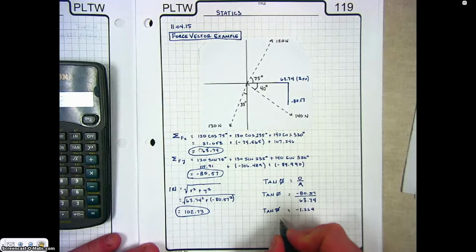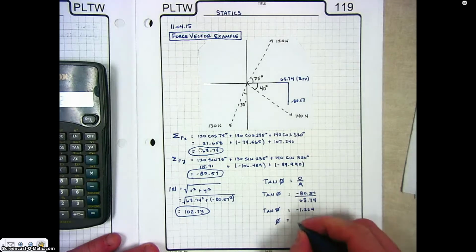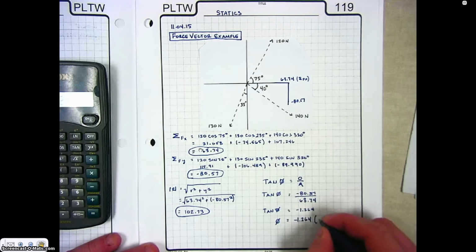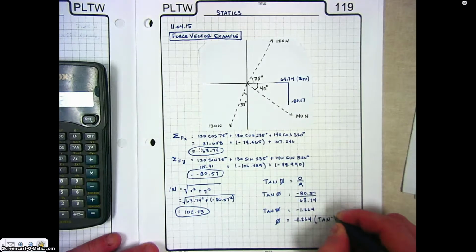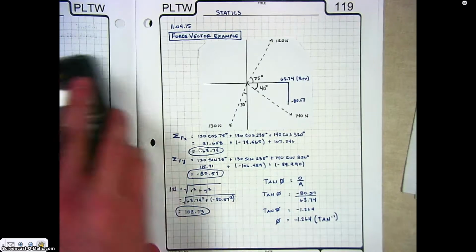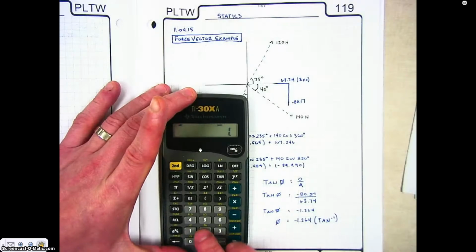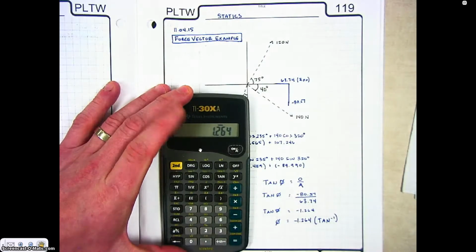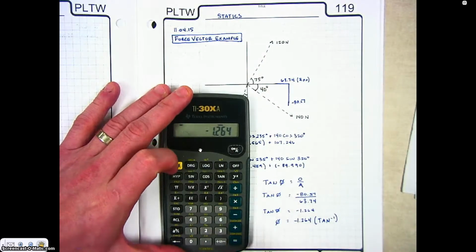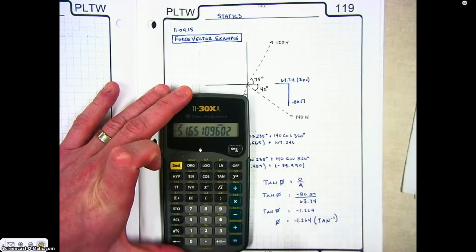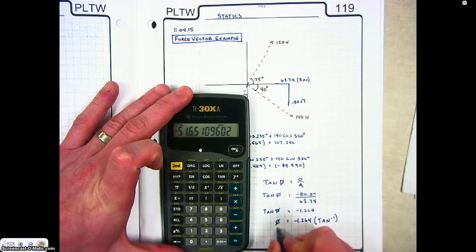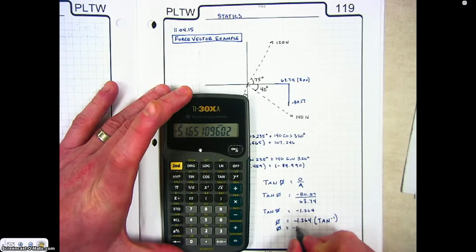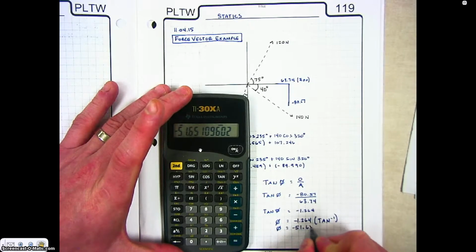Now to get theta by itself, theta is equal to the inverse tangent of negative 1.264. To type that on my calculator, I would type 1.264 negative, and I would go second inverse tangent, and I get an angle that is equal to negative 51.65 degrees.